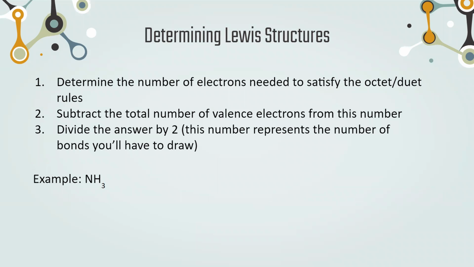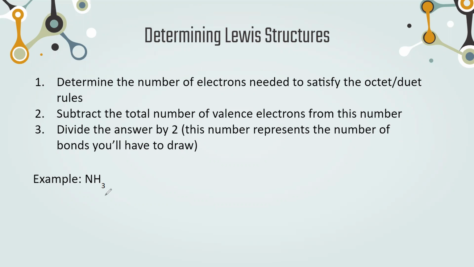So when you determine Lewis structures, there's a ton of ways you can do this, you guys. So this is the official way. Determining the number of electrons needed to satisfy that octet duet rule, subtracting the total number of valence electrons from that number, then dividing that answer by 2, and that'll tell you how many bonds you have to draw. Personally, I don't favor this method, though it works. So if you would like to use that method, I will not stop you, but I favor a slightly different method, and I'll show you what I mean.